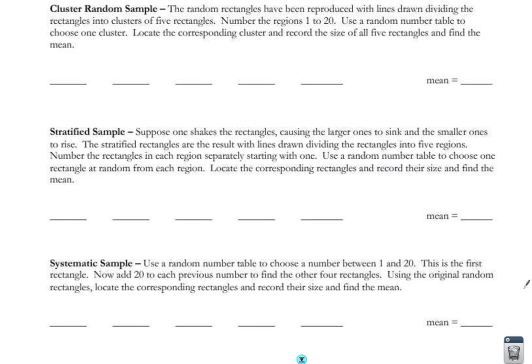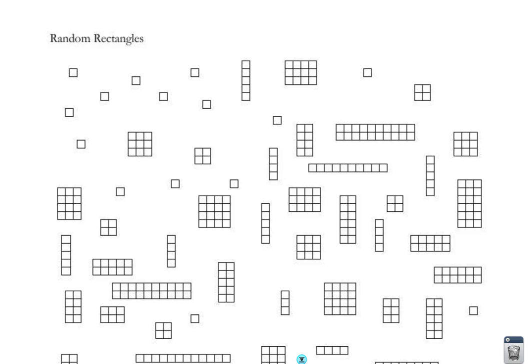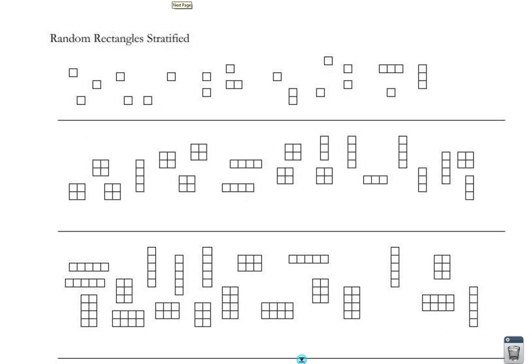Then you're going to go to stratified sample. Suppose someone shakes the rectangles, causing the larger ones to sink and the smaller ones to rise. The stratified rectangles are the result with lines drawn dividing the rectangles into 5 regions. So you've got the stratified sample of rectangles, okay? Number those regions from 1 to 5. All right.